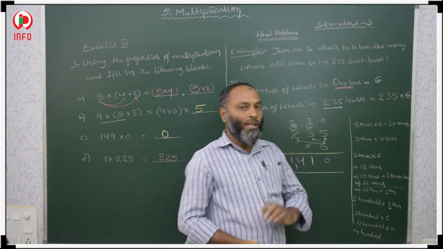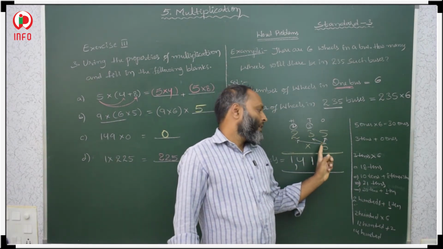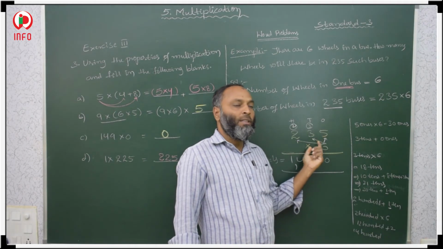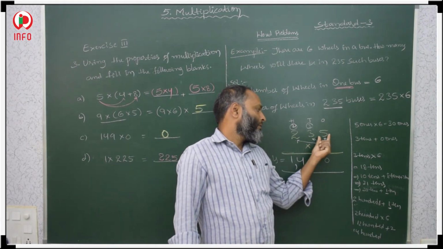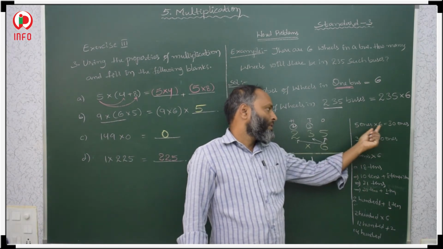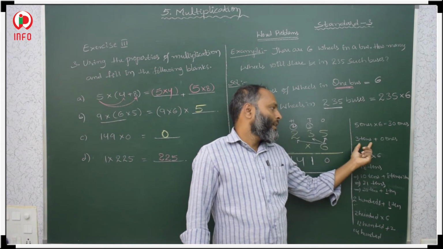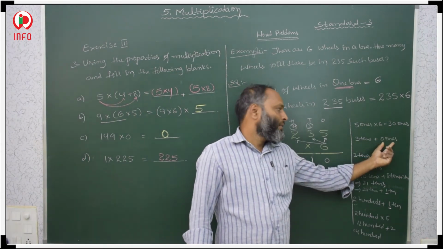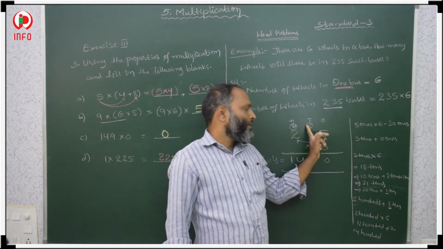1410. Once again, listen here. How to multiply? First we have to multiply 236 with 6. 5 ones with 6. 5 sixes are 30. 30 ones means 3 tens and 0 ones. In the ones place we have to keep 0, and in the tens place we have to take 3 over here.